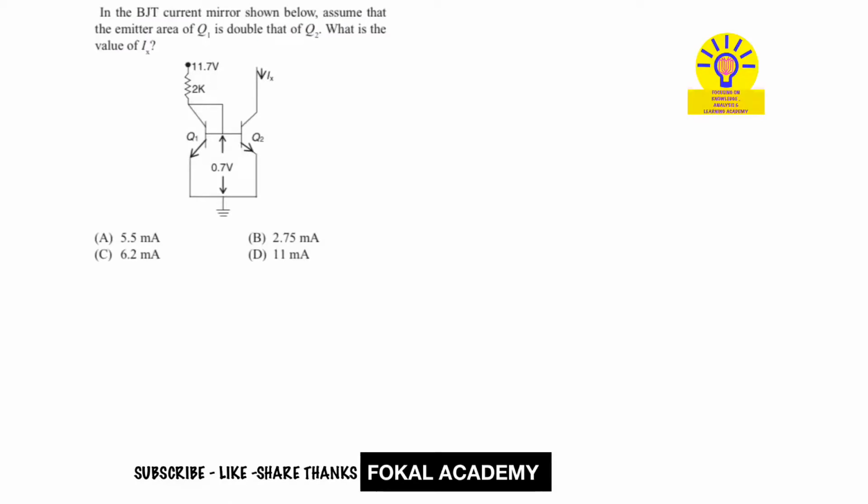See here in this problem, the BJT current mirror circuit is shown below. Assume that the emitter area of Q1 is double that of Q2, so the area of Q1 is 2 times the Q2 emitter area. Then what is the current in the Q2 transistor? Let us assume that in the Q1 transistor the current is I1 and this is I2 or Ix. We want the Ix value. First of all, find the I1 value in the Q1 transistor.